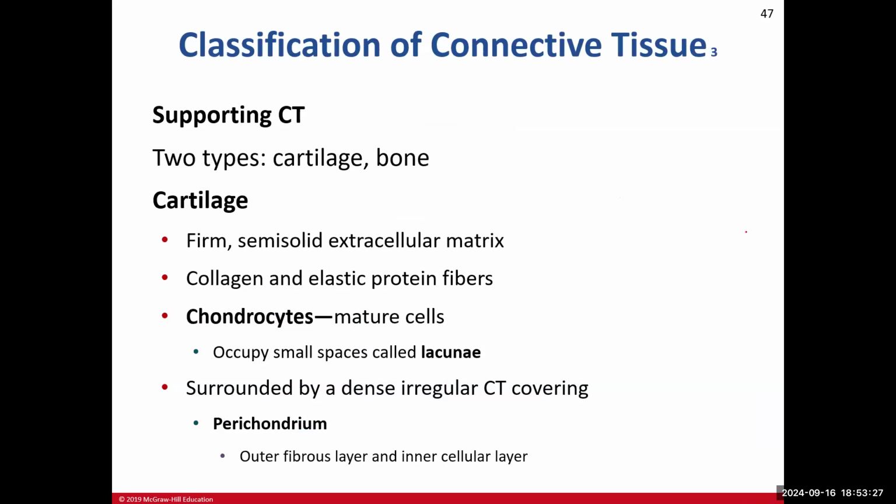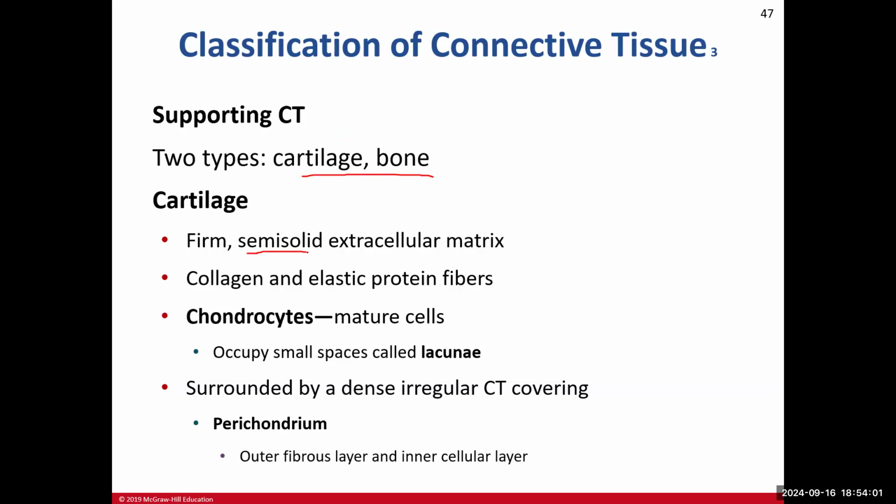Now we're going to move on to the second type, which is the supporting connective tissue. And then we'll do the fluid connective tissue. So the supporting connective tissue, two types, cartilage and bone. Both are similar in that they're a little bit more solid, except that cartilage is going to be a little bit more flexible. So it's considered to be more of a semi-solid, but still it's going to be much more solid than the liquid or the fluid connective tissue, obviously.